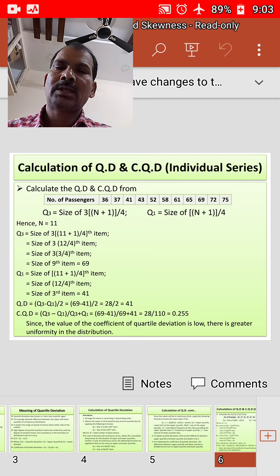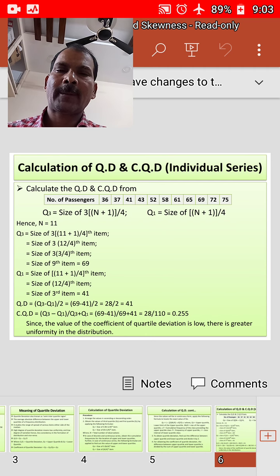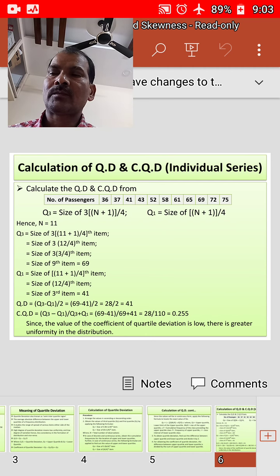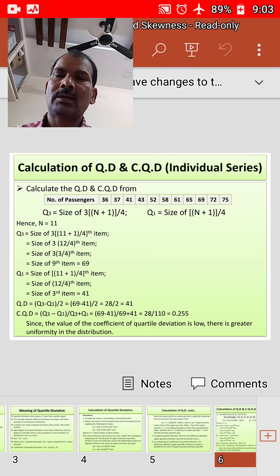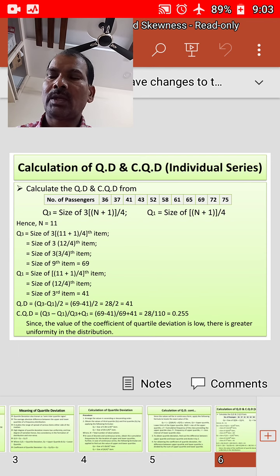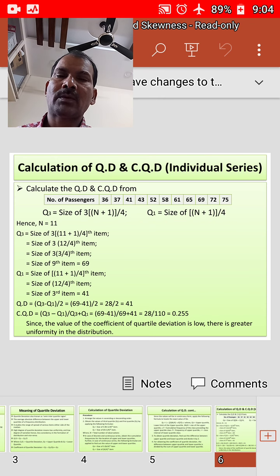Passengers in each bus is given. Number of passengers: 43, 52, 37, 61, 41, 58, 72, 35, 65, 69, 75. We are asked to calculate the QD and CQD, that means quartile deviation and coefficient of quartile deviation. Q3 is the size of 3 times (n plus 1) by 4th item, whereas Q1 is the size of (n plus 1) by 4th item.